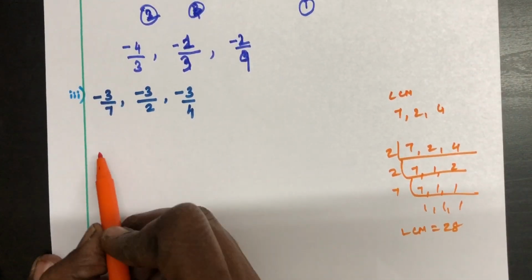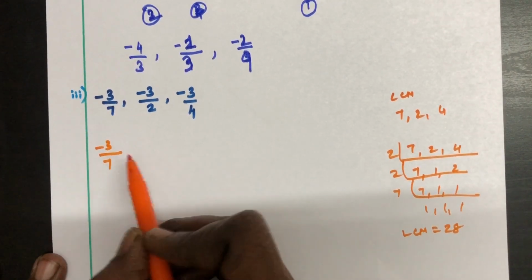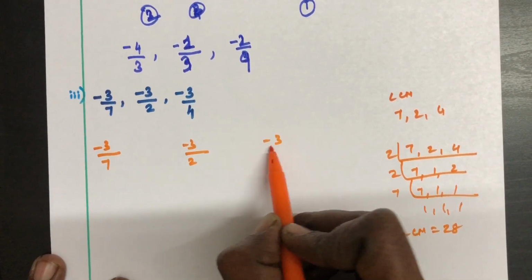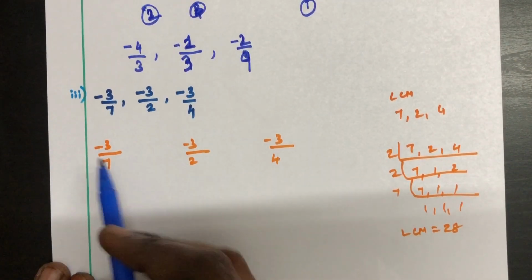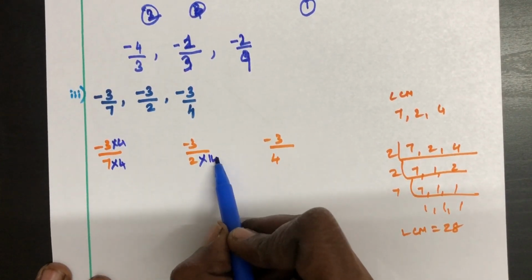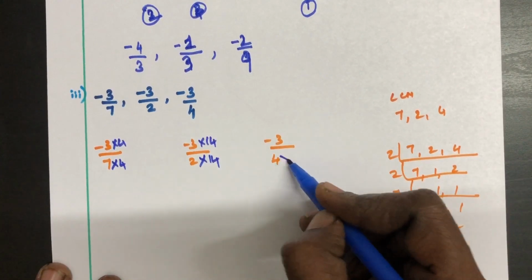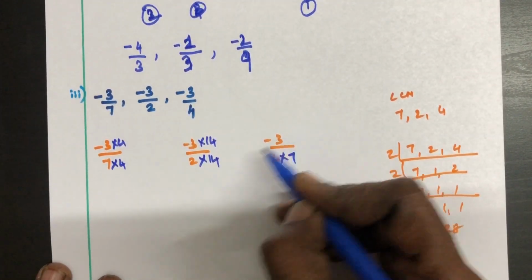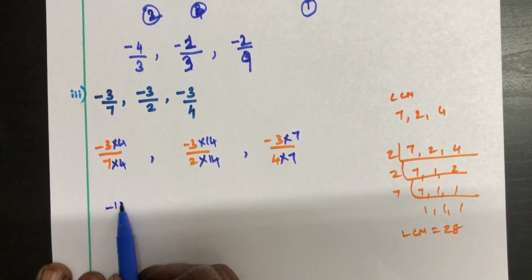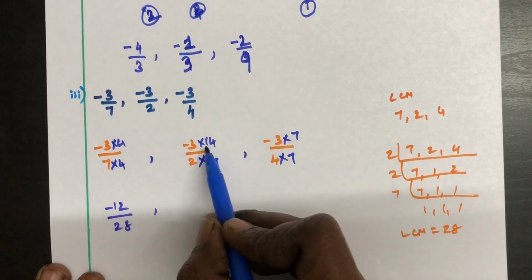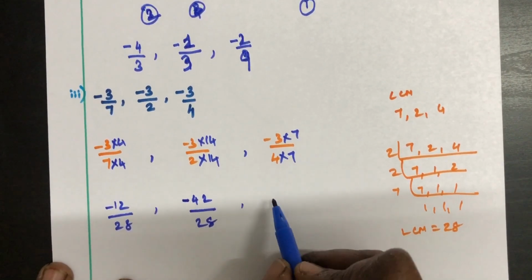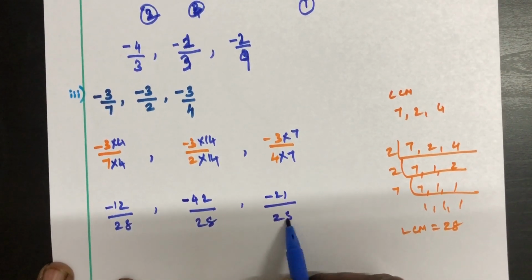Now we are going to make these minus 3 by 7, minus 3 by 2 and minus 3 by 4 have 28 in the denominator. For that, what do we need to do? Multiply by 4 by 4. Here this is 14, so we multiply by 14. Now 7 into 7. Now this is minus 12 by 28. This is minus 42 divided by 28, and this is minus 21 by 28.